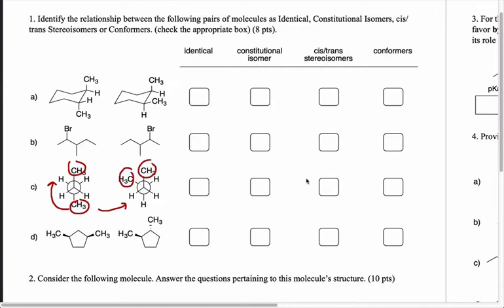So the only difference here is that we've had a single bond rotation. They're not stuck in that position. We've shown frozen conformations, so they're not any kind of stereoisomer. They are in fact conformers.